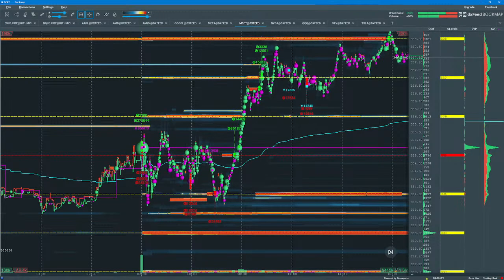As traders again stopped buying puts, started selling puts, and they resumed buying calls. Reversal at right around 334. Price jumps pretty quickly up to 338.